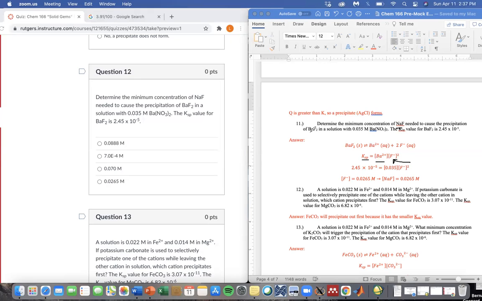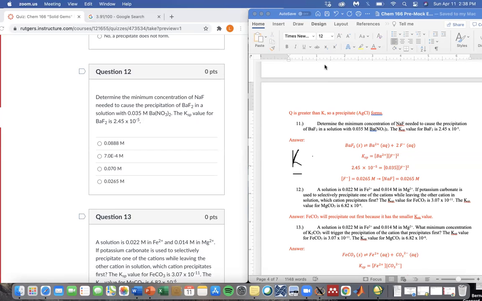So I guess part of the important thing here is to determine the minimum concentration needed to cause the precipitation of BaF2. And so what that means is that your K value is right in the center, the border, where a precipitant is going to form. Any more than your K value and a precipitant is going to form. So when it's asking you for the minimum concentration of NaF, or how much you would need of this before you form a precipitant, it's going to be at the K value, because any more than the K value is going to cause precipitation.